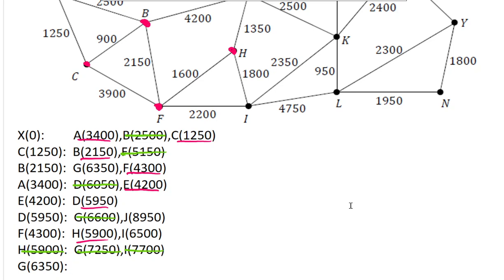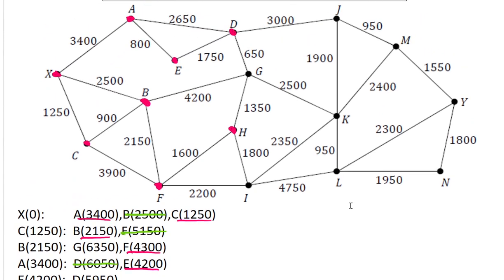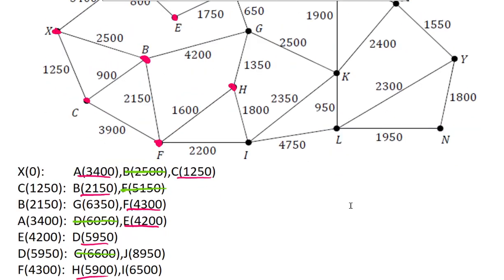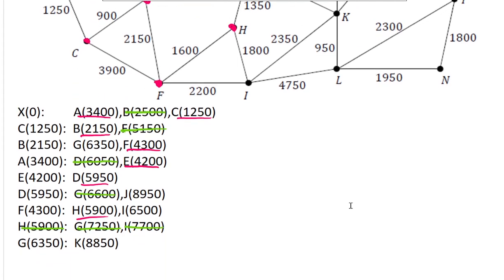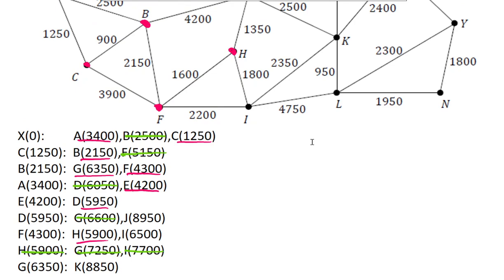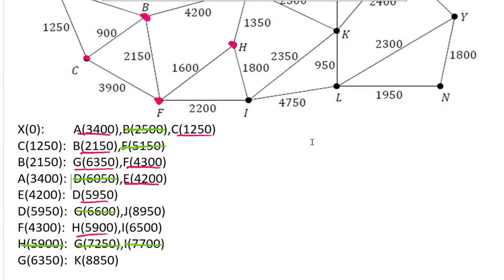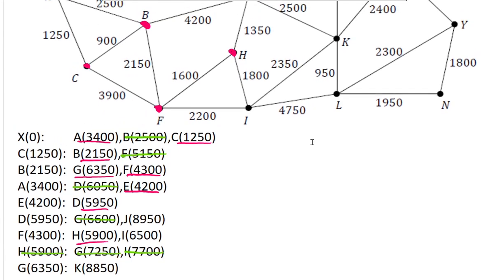So 6350 from G. We only need to go to K actually, so that's K for 8850. So okay, now G is visited, and that's our first K, so we can leave it at that. So what's left now? We have our I 6500, our J 8950, and our K 8850.